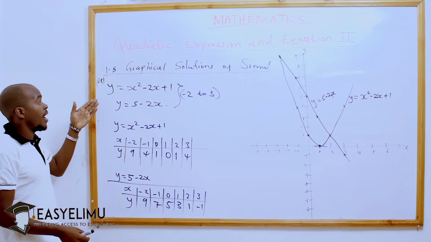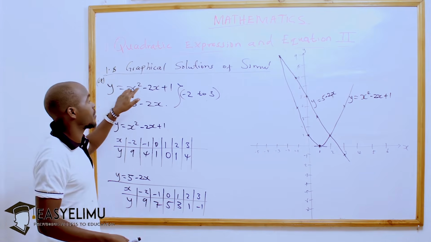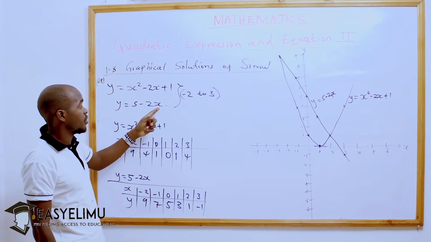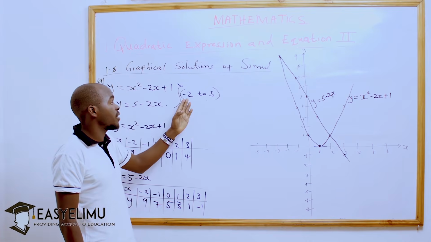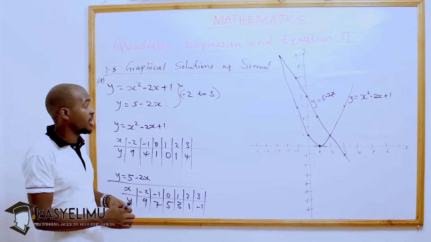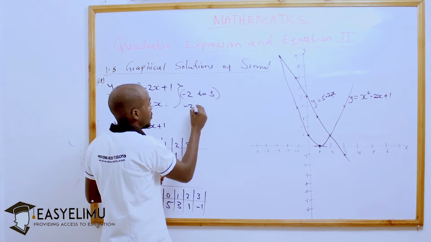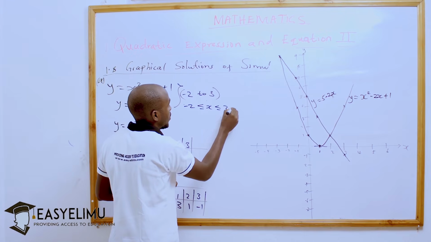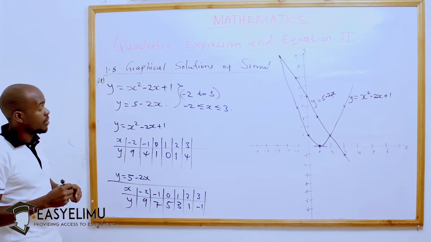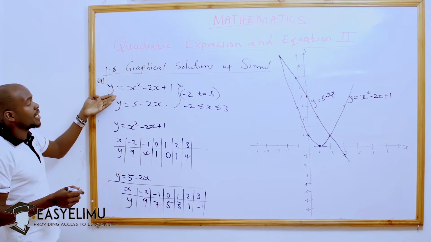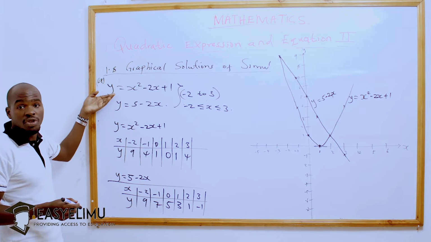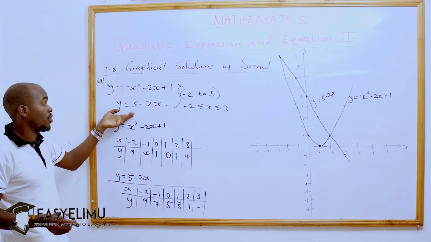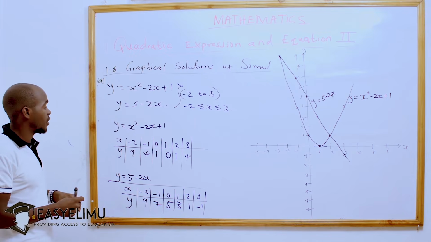So, having our example as y equals x squared minus 2x plus 1 and y equals 5 minus 2x within an interval of x equals negative 2 to 3. This is the interval negative 2 less than or equal to x less than or equal to 3. Having that interval, we can see the first given expression here is a quadratic equation, and the second one is a linear function.